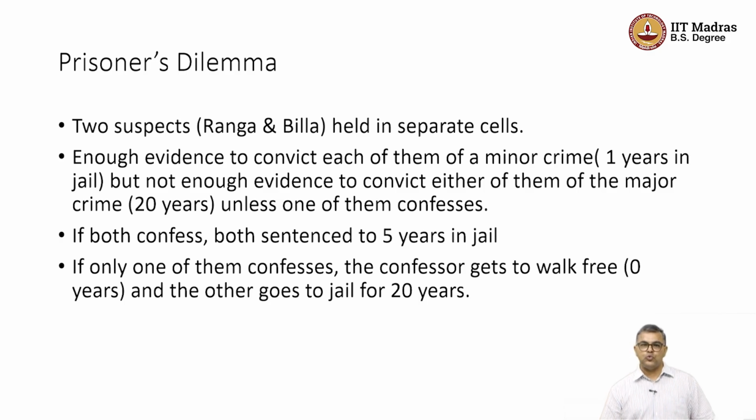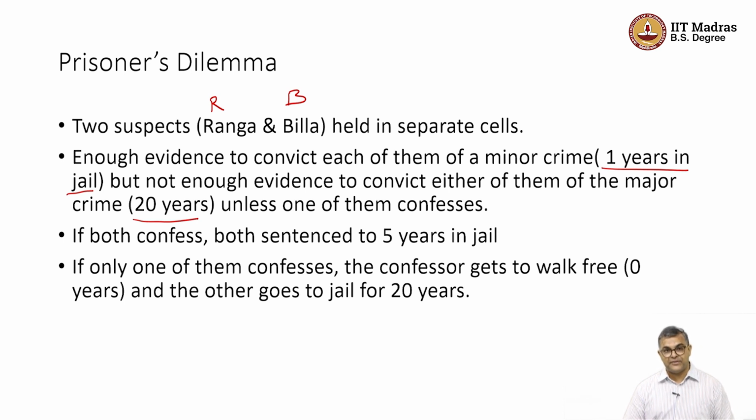So, we have two suspects, Ranga and Billa, they are held in separate cells. Ranga is represented by R and Billa is represented by B. The inspector Vinod has enough evidence to convict each of them for a minor crime, let us say 1 year in jail, but not enough evidence to convict either of them for a major crime, let us say that gives them 20 years in jail, unless one of them confesses.